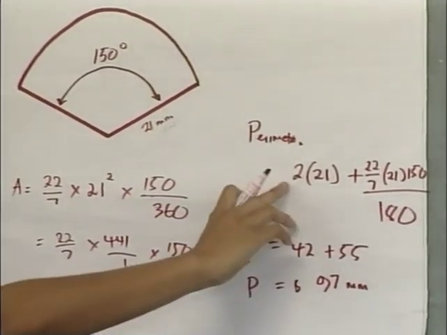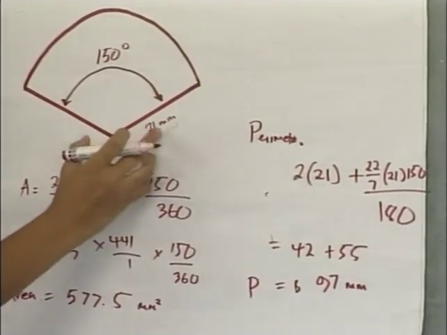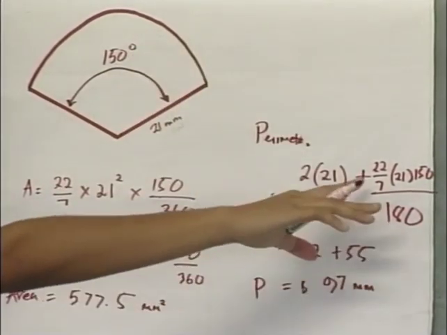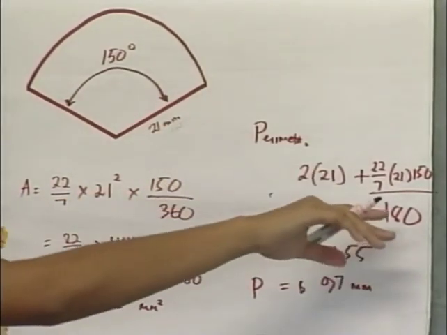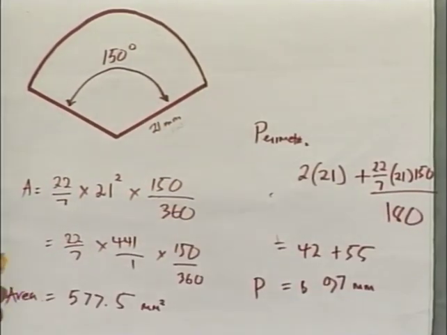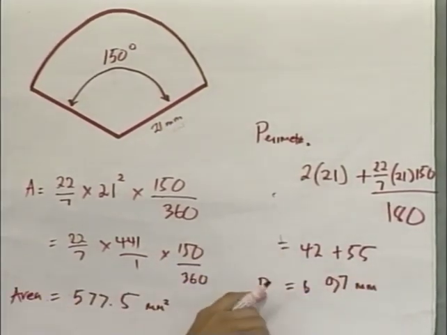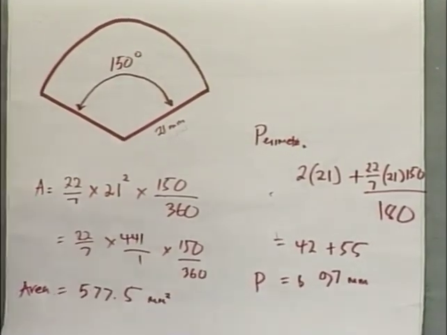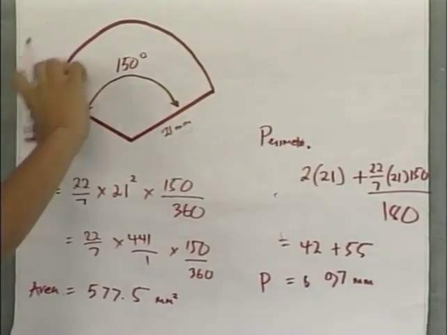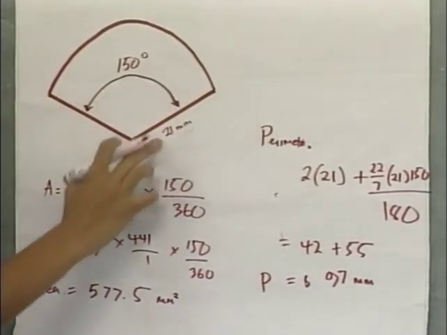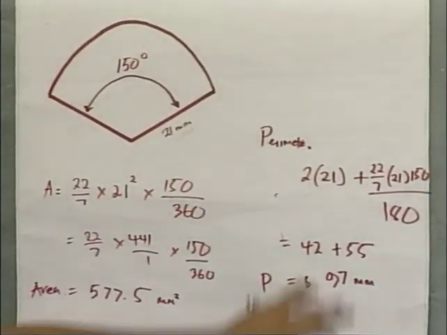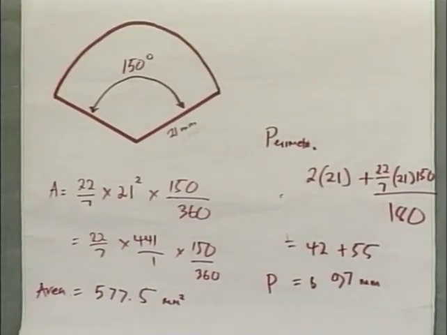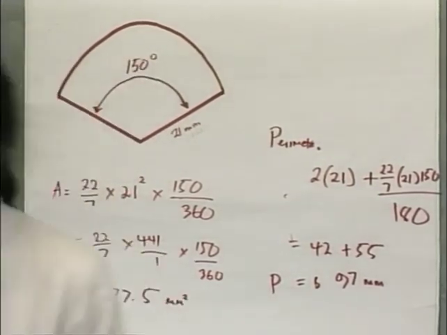So that's 2 times the radius, because given we have the angle, 2 radii here and we multiply it by 2, plus the length of the arc, which is pi r times the angle over 180. We got 42 plus 55, and the perimeter is equal to 97 millimeters. It's more or less like the total length of the whole sector. That's 21, 21, and then you find the length of the arc, which is 55, and that gives a total perimeter of 97. Good. Well done.